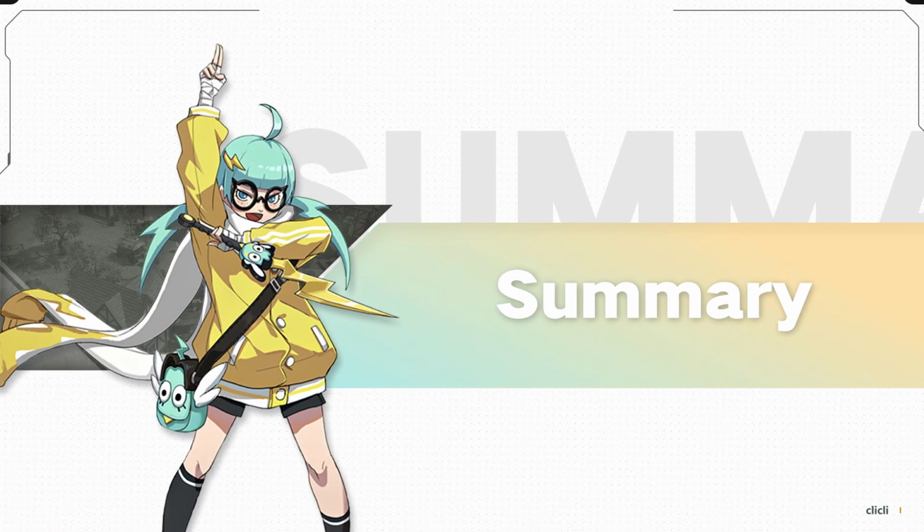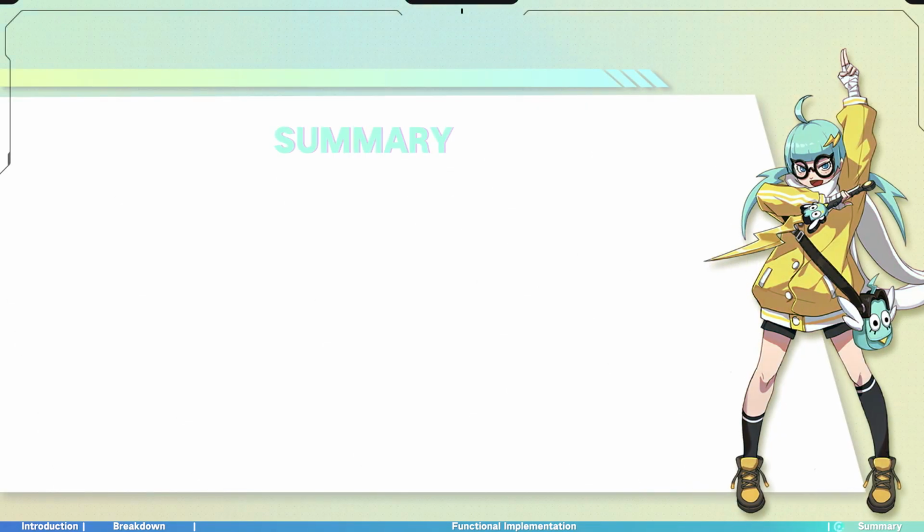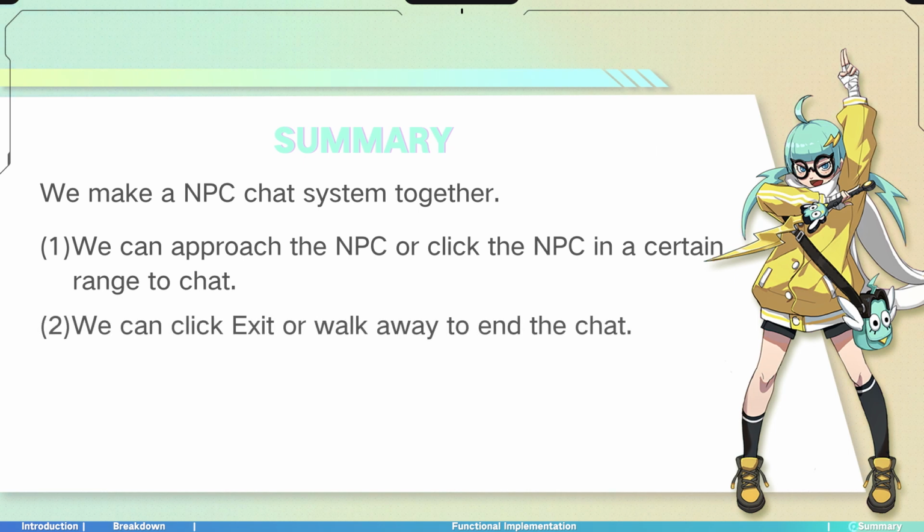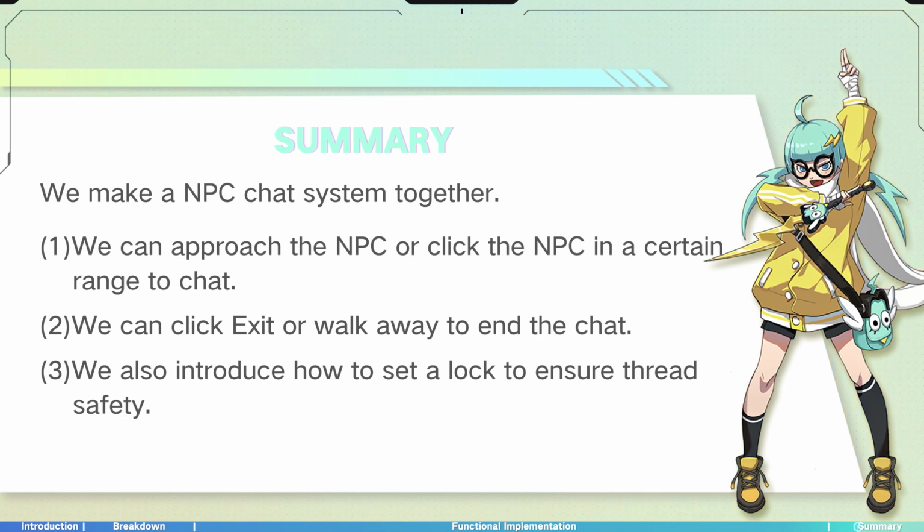Now, it's time to review what we learned today. Today, we introduced how to make an NPC chat system. We can approach the NPC or click the NPC in a certain range to talk to him. We can click exit or walk away to end the chat. We also introduced how to set a lock to ensure thread safety.